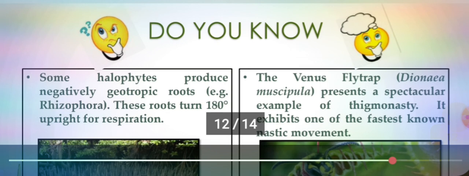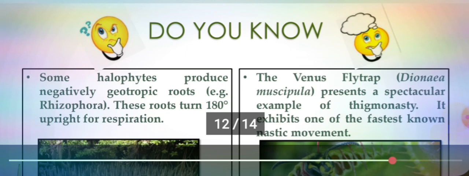This is an example of a nastic movement, a movement not directed towards a stimulus direction. And it exhibits one of the fastest known nastic movements. Nastic movements means movement that is not towards a particular direction. So that is why they are called nastic movements. Venus flytrap, how does it close?